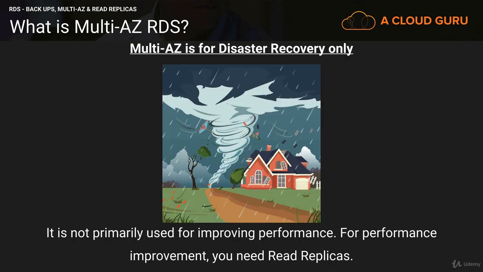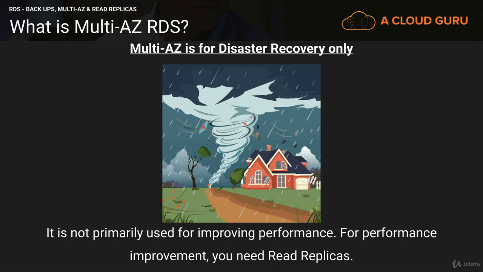So it's really, really critical to remember that multi-AZ is for disaster recovery only. It is not primarily used for improving performance. If you want performance improvement, you're going to need read replicas, and it's really critical to understand that for any of the associate exams. If you want disaster recovery, you're using multi-AZ. If you want performance improvements, you're going to use read replicas.